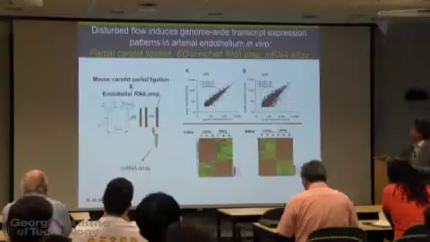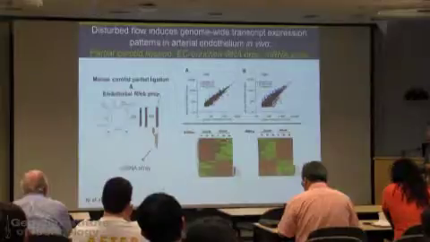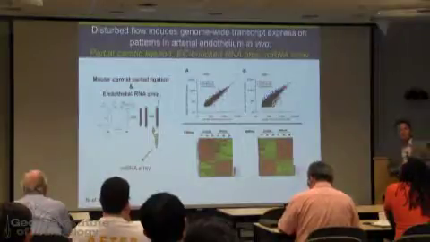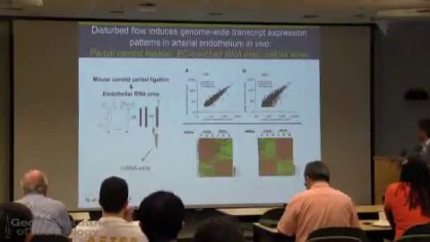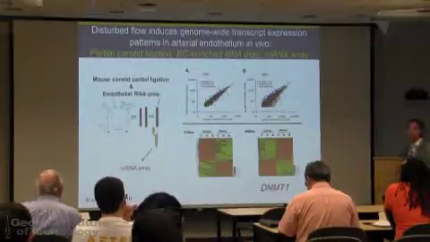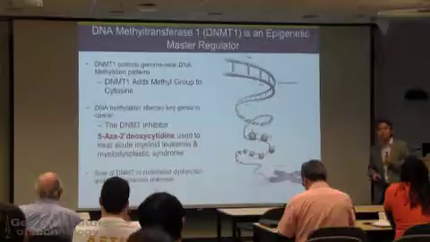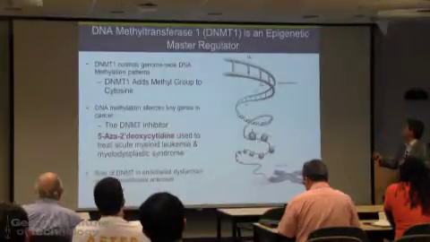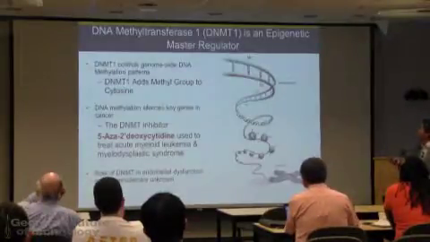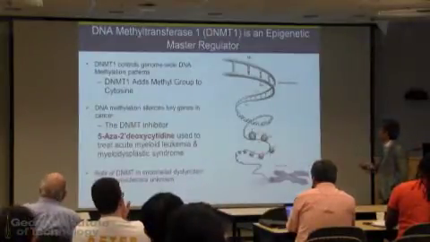So this was our first transcriptome data, where we did messenger RNA array studies using endothelial genes, and we found that flow disturbance changes gene expression for more than 500 genes. And of these, we followed some of the genes that we identified from here. One example is DNA methyltransferase 1, or DNMT1. Now, the reason that we chose to look at DNMT1 is because it is an epigenetic master regulator. What it does is put a methyl group on cytosine when it is in a CG sequence.